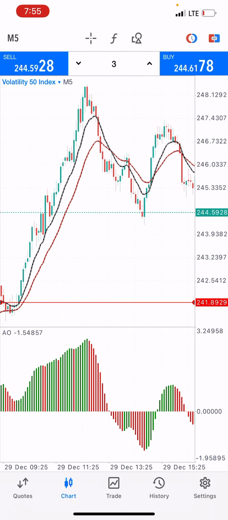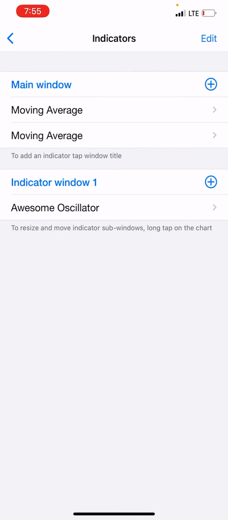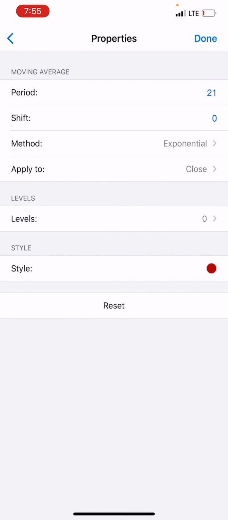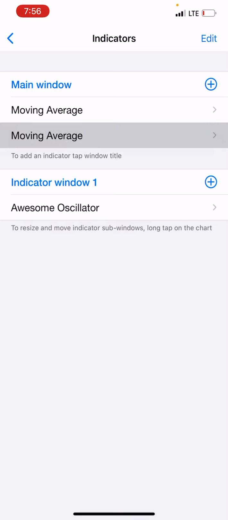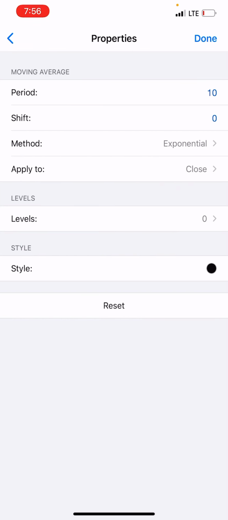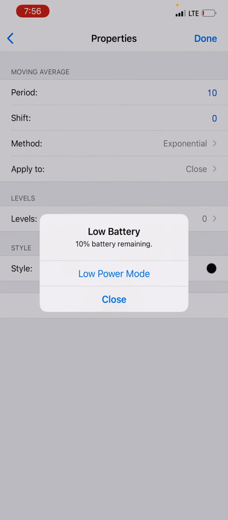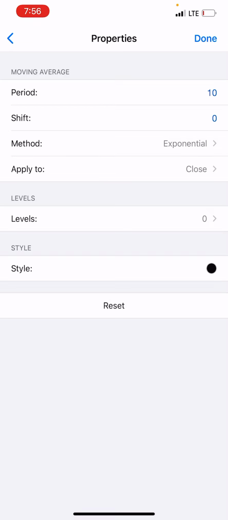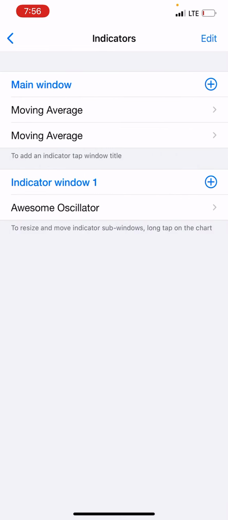So remember, guys, the indicators are the moving average and the awesome oscillator. First moving average: period 21, shift 0, method exponential, apply to close, then the style 3 pixel, use any color of your choice, guys. The next indicator has the same parameters except for the period, which is 10, shift 0, method exponential, apply to close, and the style is also 3 pixel. You use another color so you will be able to differentiate them correctly.